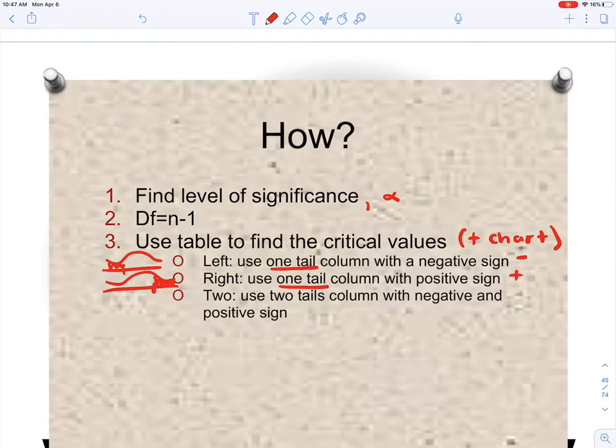If you see it has 2 tails, you'll look at the column labeled 2 tails, and you'll take both the negative and the positive because we know that you have to have 2 scores or 2 numbers for something that's 2-tailed. So again, there's no 1/2, there's no 1 minus. All you have to do is look for the correct column, either 1 tail or 2 tail.